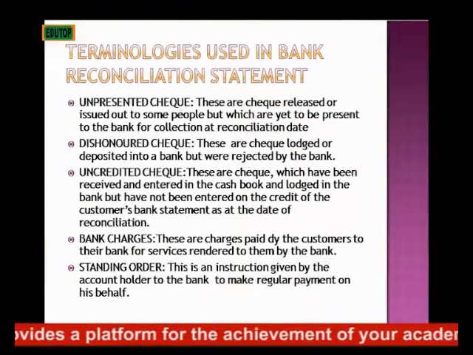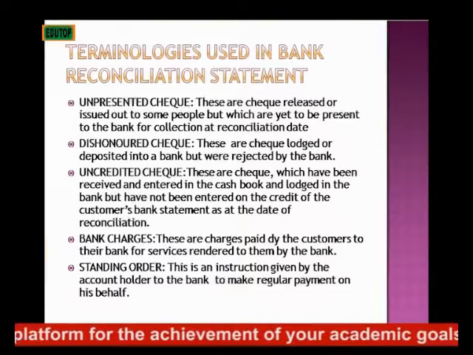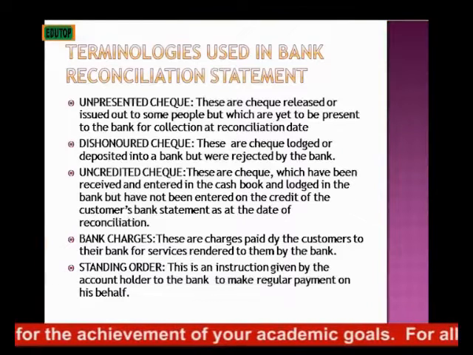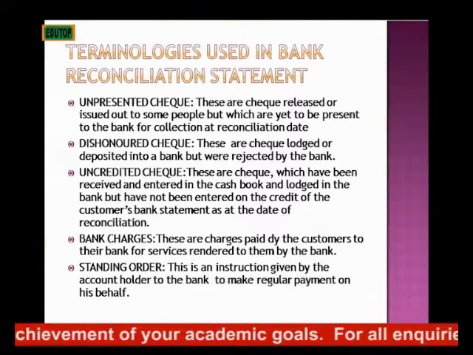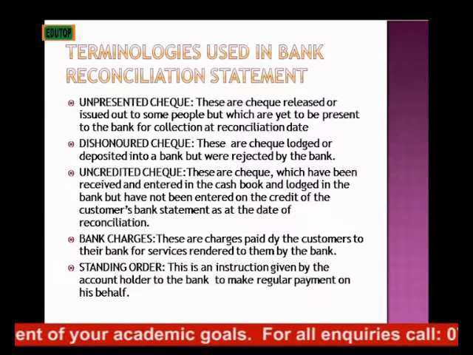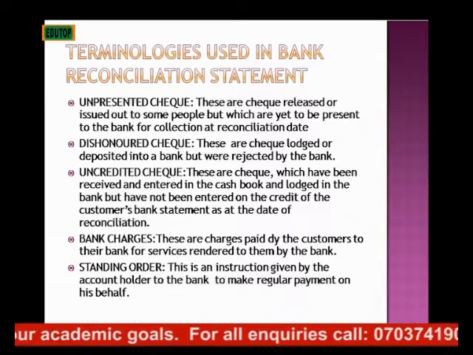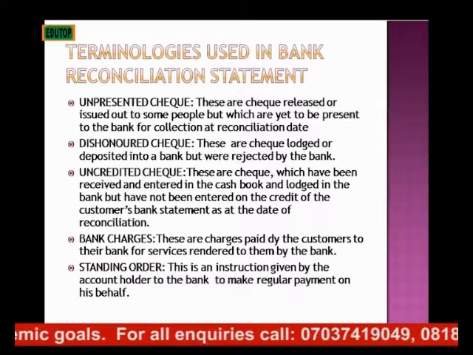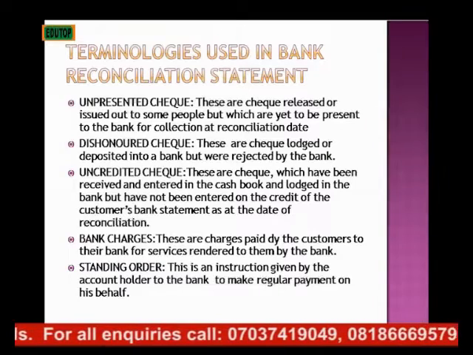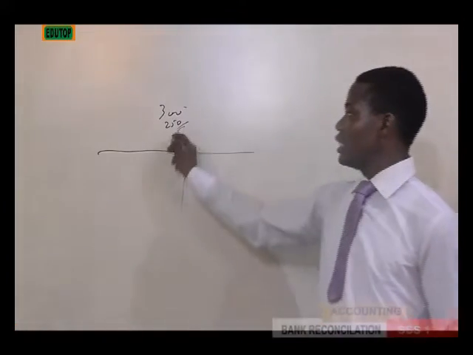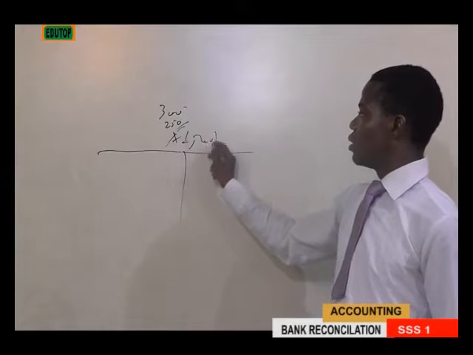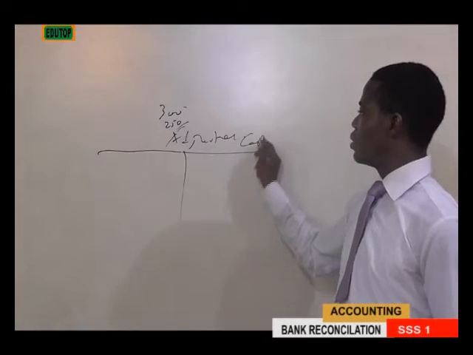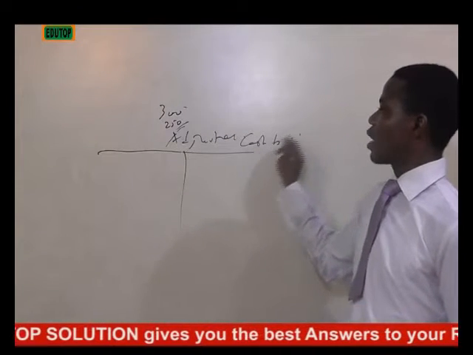unpresented checks. When we're talking about unpresented checks, these are the checks released or issued to some people, but which are yet to be presented to the bank for collection at the reconciliation date. Now, let me use this example. This is your adjusted cash book. Let's say this is your cash book.